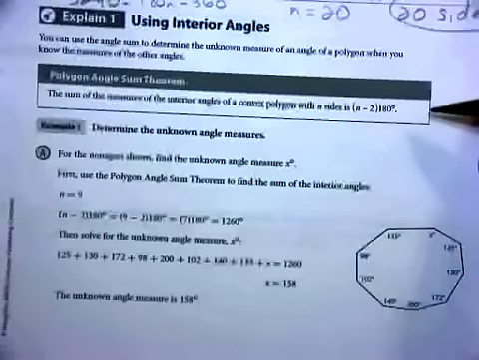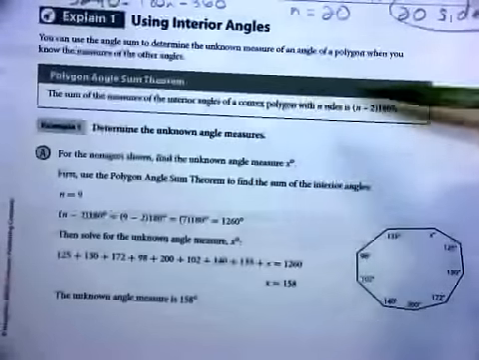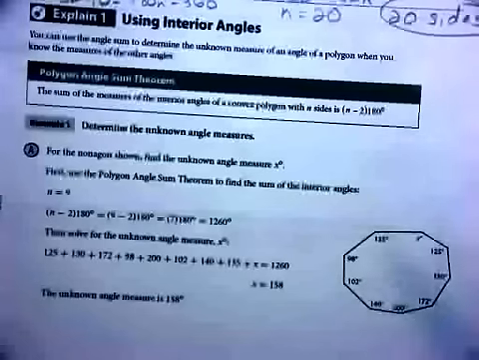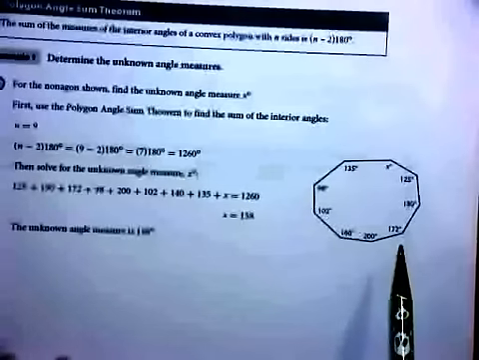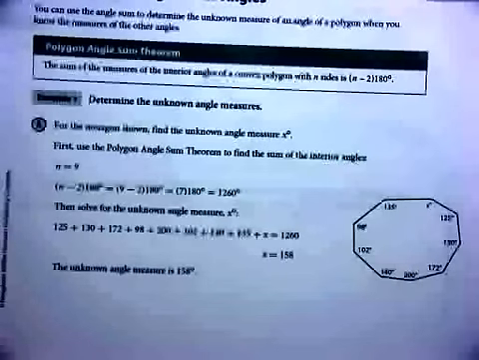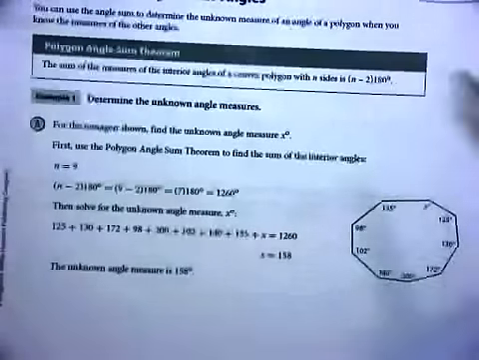And so there it is, the polygon angle sum theorem: the sum of the measures of the interior angles of a convex polygon with n sides is (n - 2) times 180. So if I have a figure like this, I can use this theorem to find this missing angle measure. And we did an example like this in the activity on Monday.